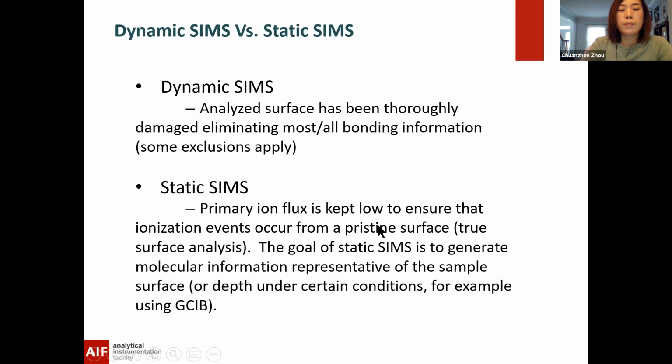If you compare dynamic SIMS and static SIMS directly, the most significant difference is that in dynamic SIMS, the analyzed surface has been thoroughly damaged, eliminating most bonding information. For example, if you're looking at polymers, you will not see the molecular species of the polymer. You end up with just carbon, hydrogen, nitrogen, some other elemental information from the polymer. But for static SIMS, the primary ion flux is kept really, really low to ensure the ionization events occur from a pristine surface. And so the goal of static SIMS is to generate molecular information that is representative of the sample surface.